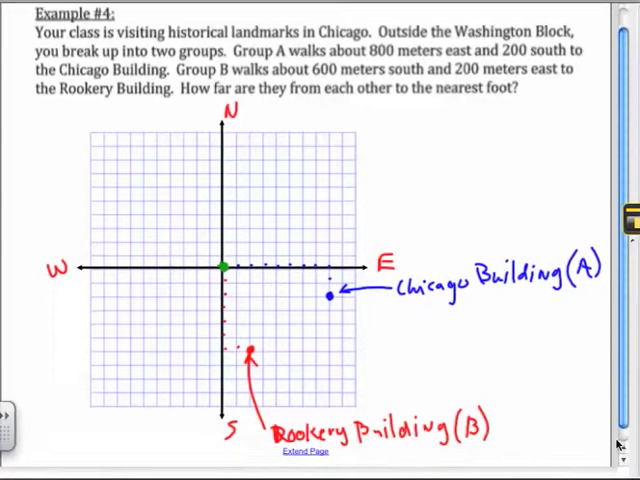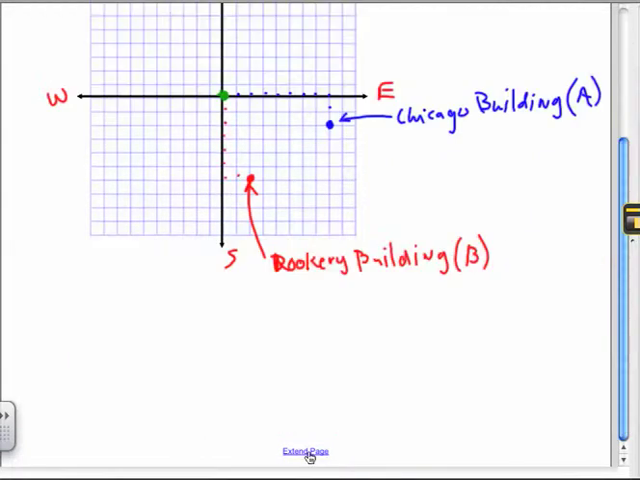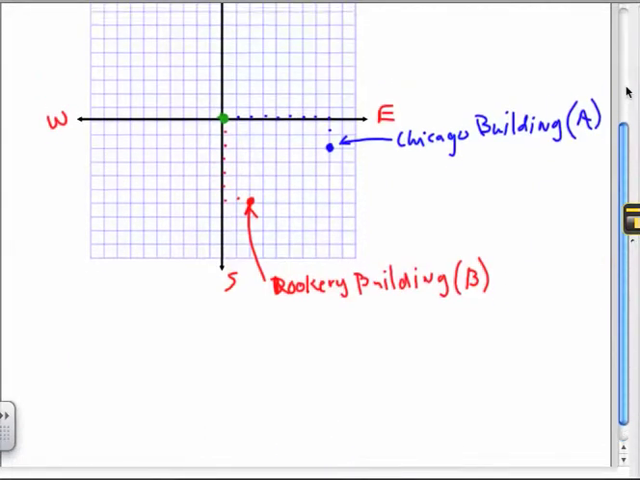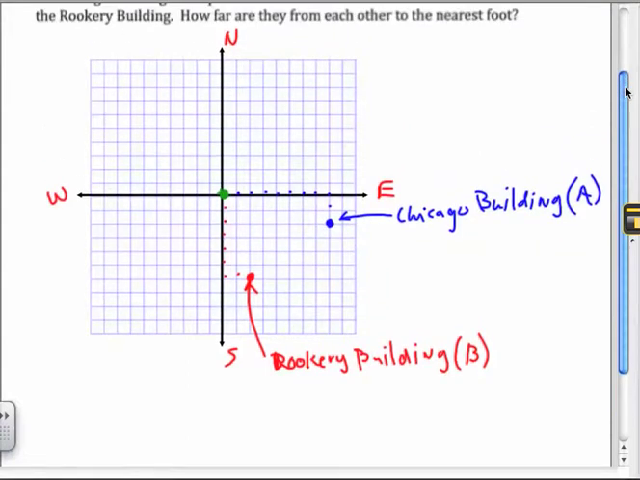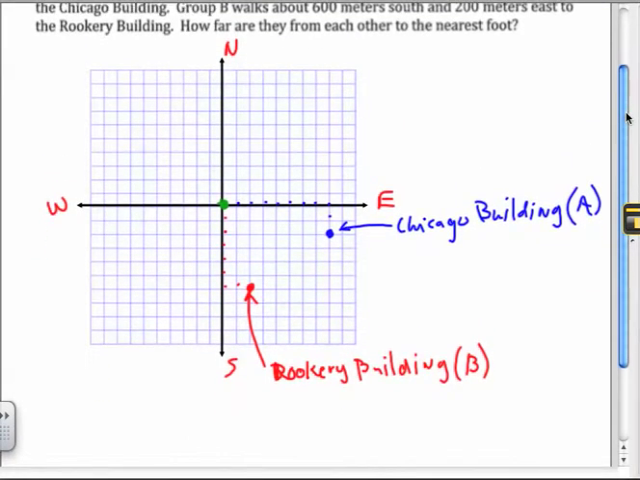Now the question asks us, how far are they from each other to the nearest, does it say foot? Because it should say meters. It says to the nearest foot, but the other stuff's in meters. Guys, let's change this right now on your notes. Change that to meters. Okay, because they need to be in the same units.